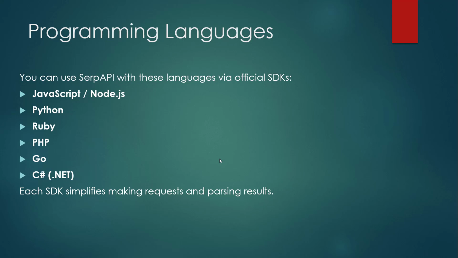In their official SDK, they have support for JavaScript or Node.js. They have Python as a language. They have Ruby on Rails, PHP, Go, C Sharp. All these common languages are being supported by SERP API. So these are the common languages which can be used.